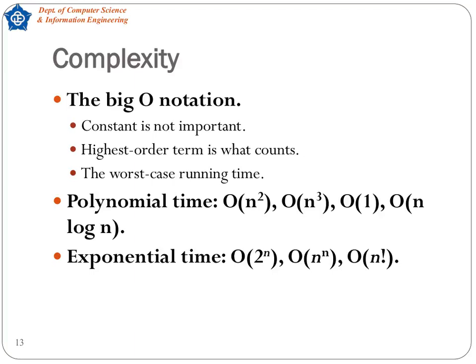Think constant time O(1), linear or n log n time, quadratic O(n squared), or cubic O(n cubed). By contrast, exponential time algorithms skyrocket in cost, with bounds like O(2 to the power of n), O(n to the power of n), or even factorial time O(n!), which become impractical almost immediately as n grows.